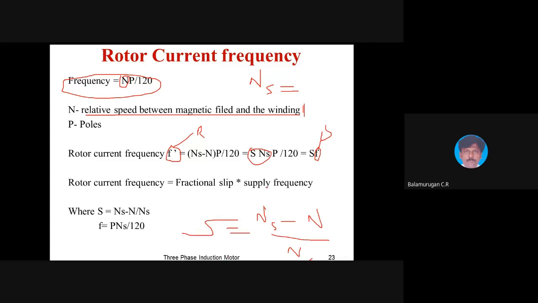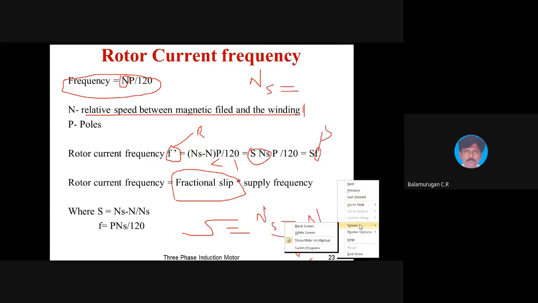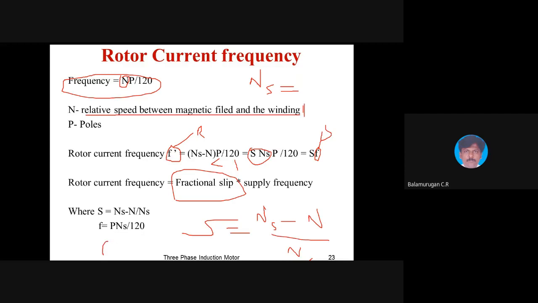So what is the relationship? The rotor current frequency equals the fractional slip into the supply frequency. The fractional slip should be less than 1. And this is the slip given here and the frequency we obtained. So the final equation is F dash equal to S into F. This equation we obtain with respect to the slip.